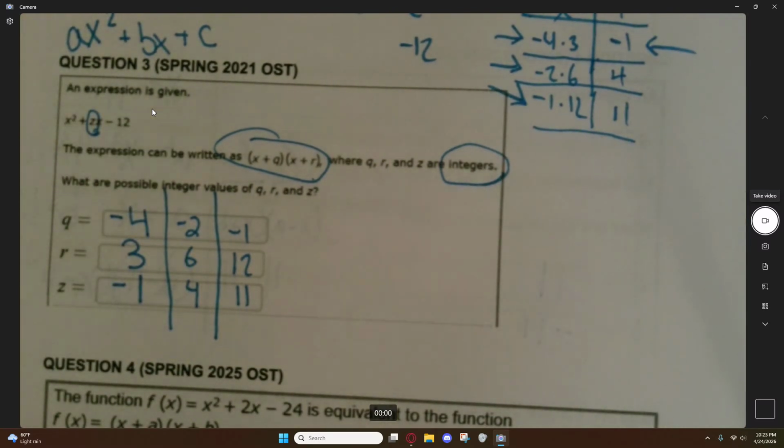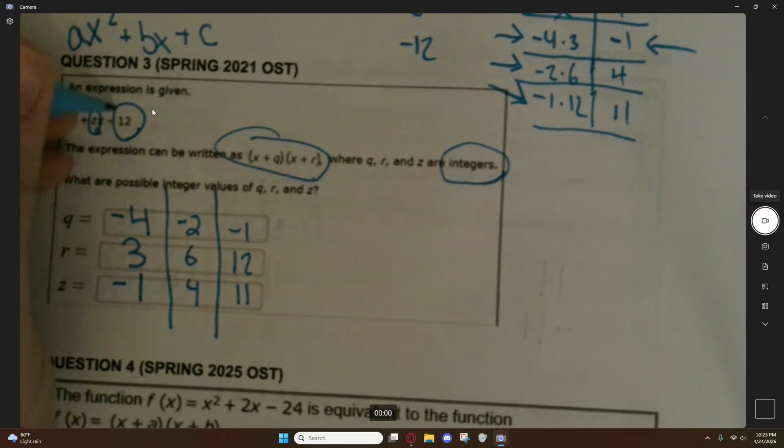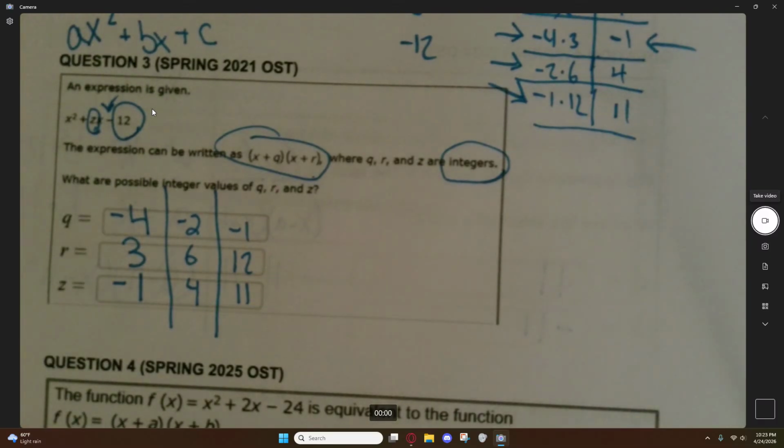If they give you a question like this, just pick two things that multiply to the last number, keeping in mind if it's negative, you have to include that negative, and then the Z would just be whatever those two factors add up to.